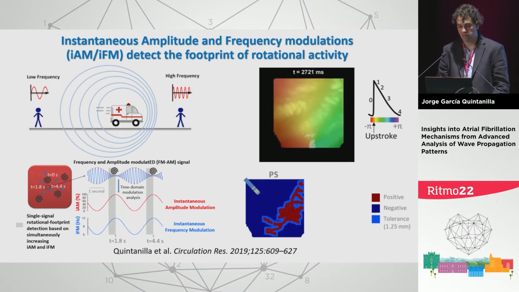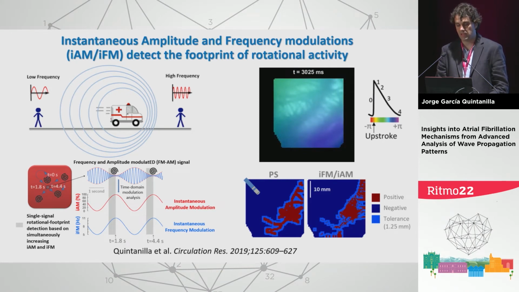Now you can see in red the atrial spots that the rotor has actually passed through, and now in red the locations detected by the FM-AM algorithm. You can see the great similarity between both footprints.